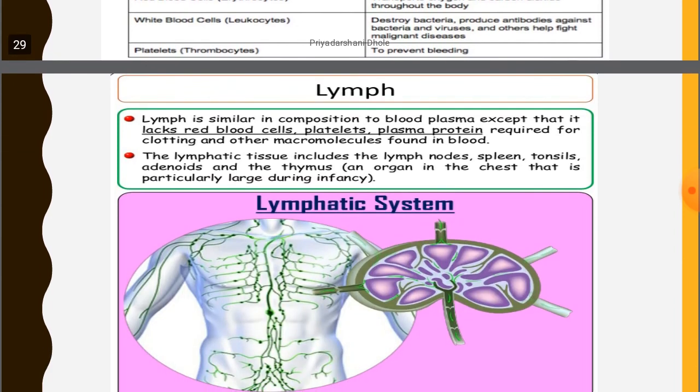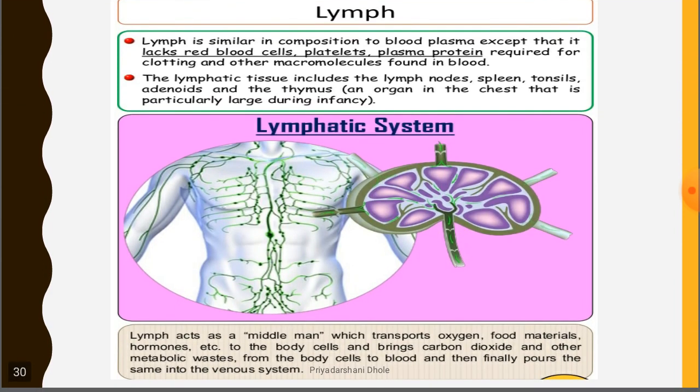And next one, the last, is lymph. It is similar in composition to the blood plasma, except that it lacks the red blood cells, platelets, and plasma proteins required for clotting and other macromolecules found in blood. The lymphatic tissue includes the lymph nodes, spleen, tonsils, adenoids, and the thymus, an organ in the chest that is particularly large during infancy.